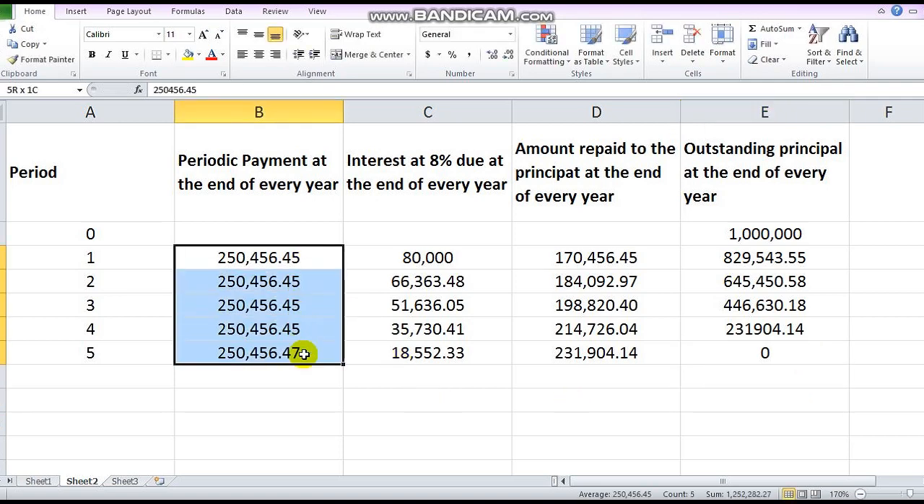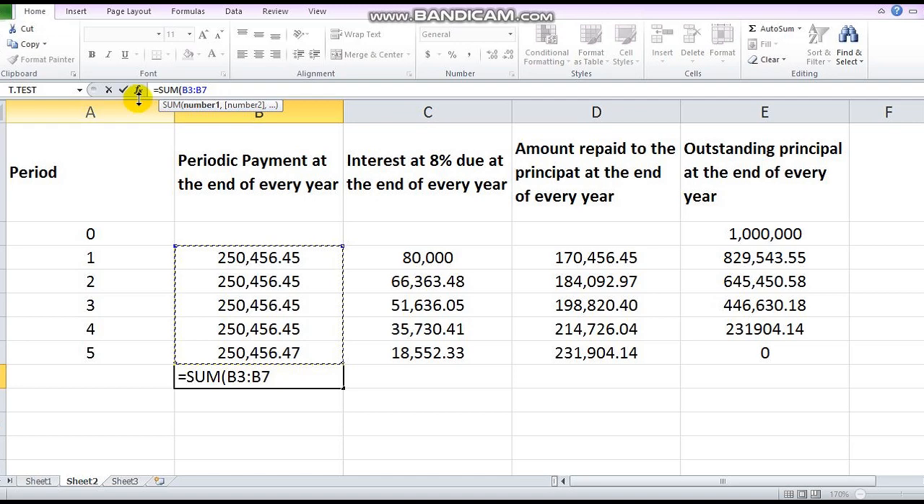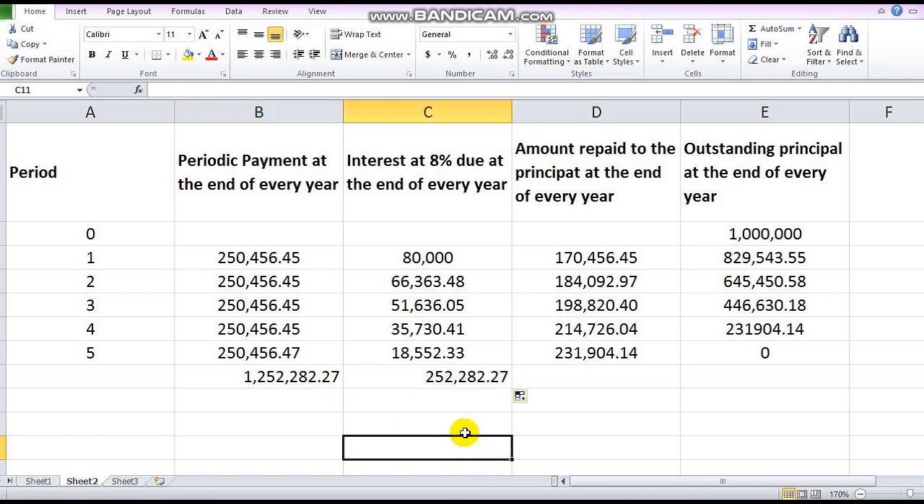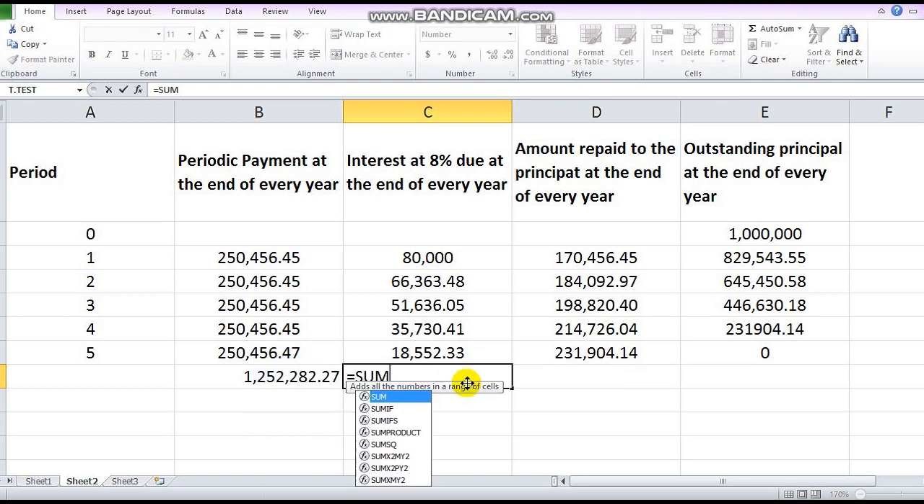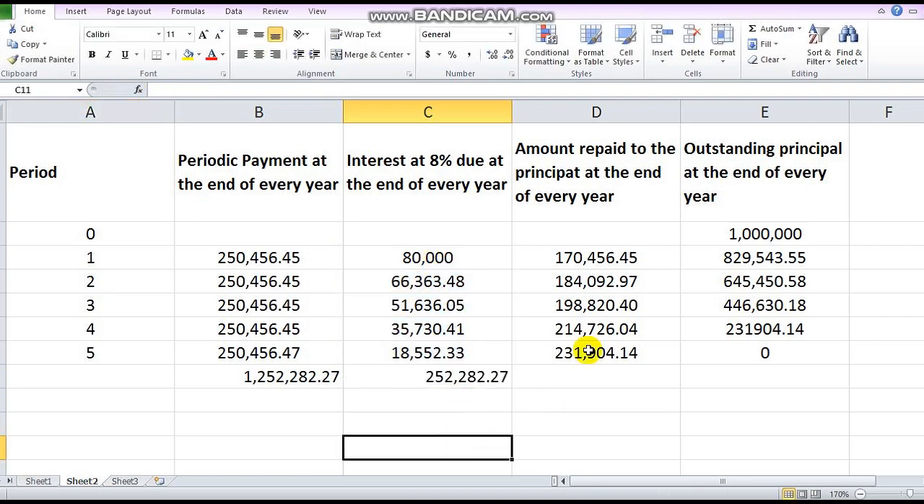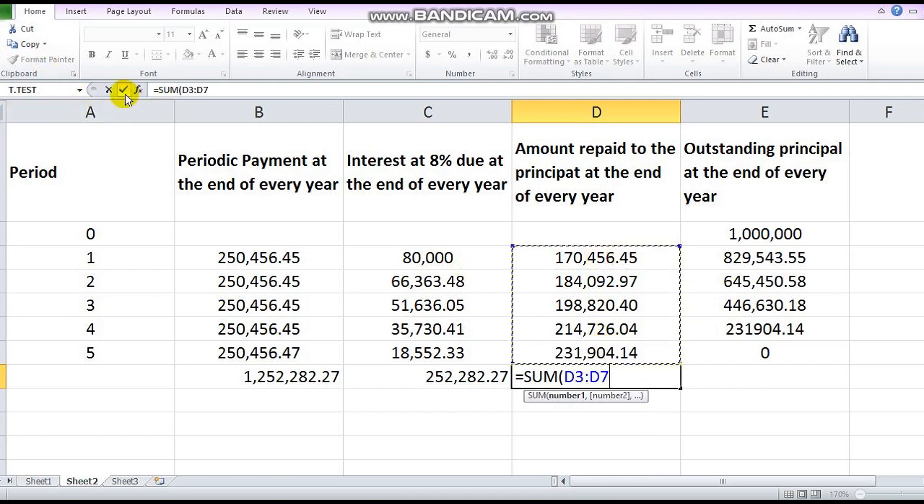Now, if we add all of this, I'm going to use the Excel function to add it. We're going to have 1,252,282.27 pesos. This is the amount of money that you paid for the span of 5 years, and the interest that you paid for the span of 5 years is 252,282.27. I added these 5 numbers here, and the amount repaid should be equal to 1 million. So the sum of these 5 numbers here is equal to 1 million.